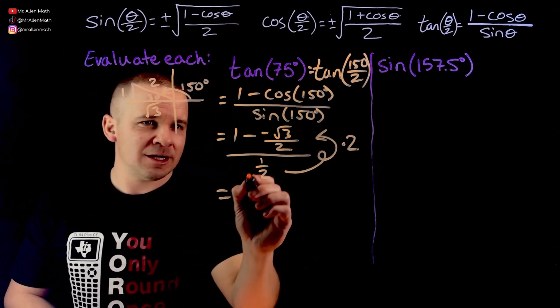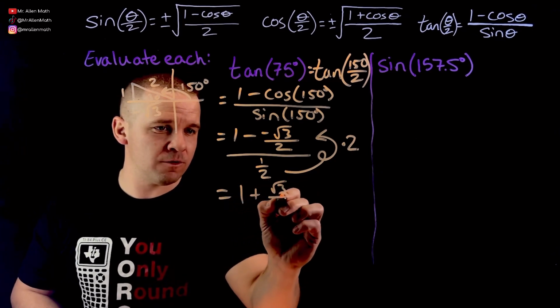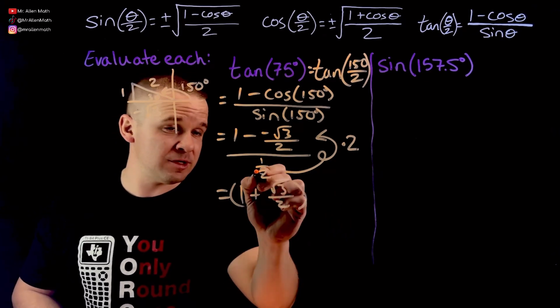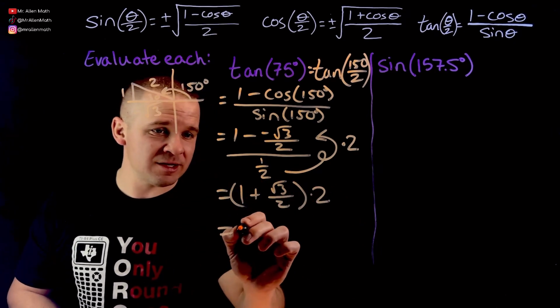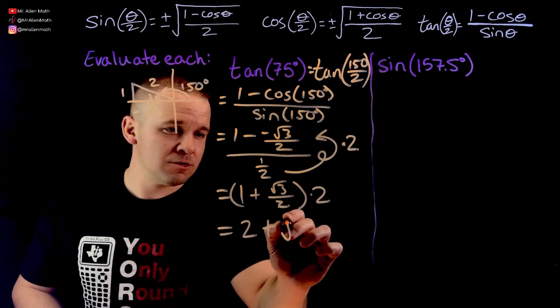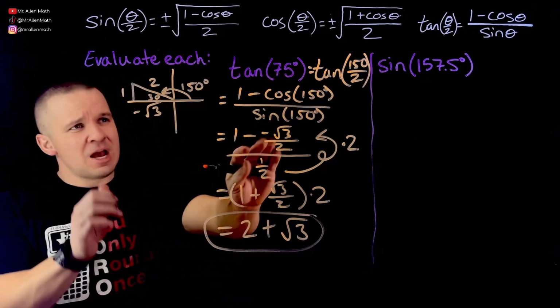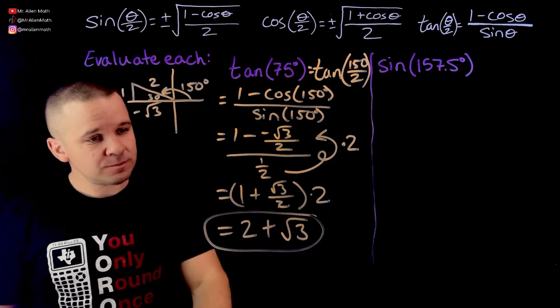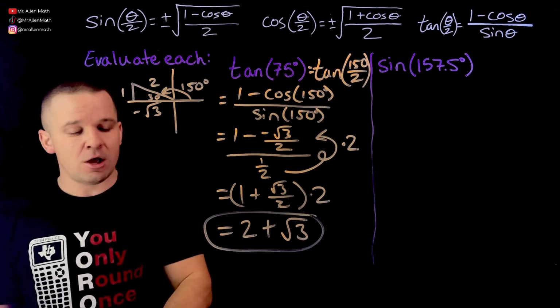I'll rewrite it out. We got 1 plus root 3 over 2. This is getting multiplied by the reciprocal of 1/2, which is 2, which works out really well because now I'm going to have 2 plus, those guys are going to cancel, root 3. It's a pretty clean answer for how we started, right? Very nice. 2 plus the square root of 3. Final answer, done. Moving on.